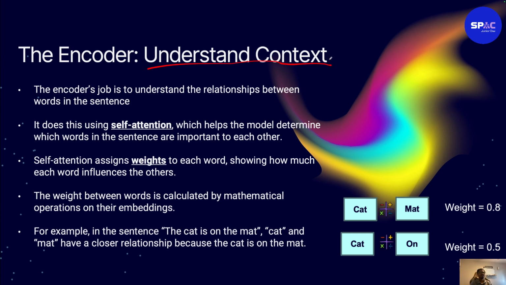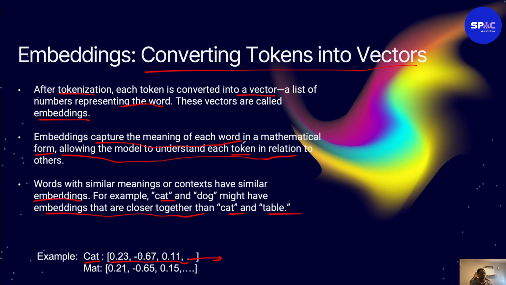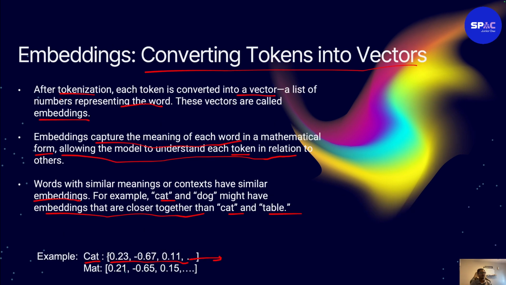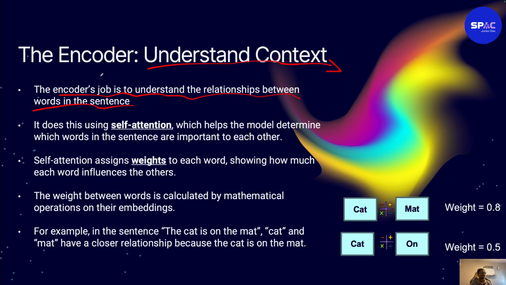So the next one is the encoder. The encoder is what we do after the embeddings, to understand context. So just follow. The encoder's job is to understand the relationship between words in a sentence. Okay, so we have these embeddings, this one and this one, right? Token embedding, token embedding. Now we want to understand how this token relates to this one using these numbers, right? That's what the encoder is.